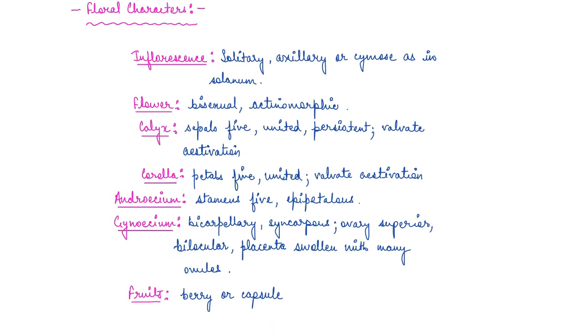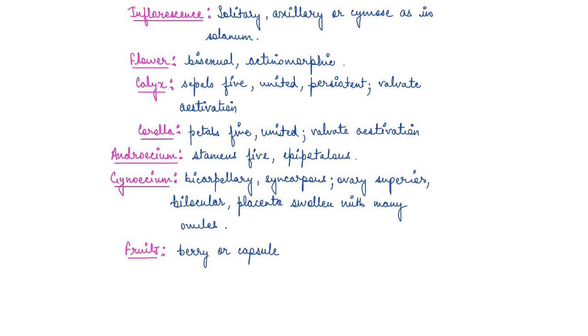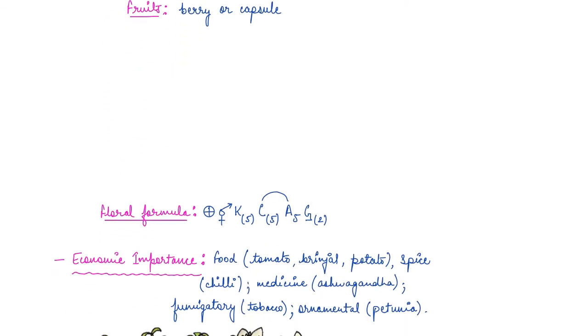Flowers are bisexual and actinomorphic. Sepals are five. So calyx sepals are five, united, persistent, with valvate aestivation. Corolla again five, united, with valvate aestivation. Androecium again five and epipetalous. Gynoecium is bicarpellary, syncarpous, ovary superior, bilocular, placenta swollen with many ovules, right? The fruits are basically berries.